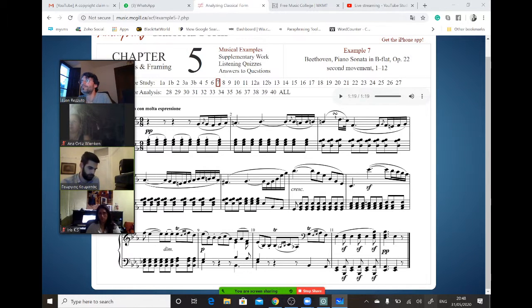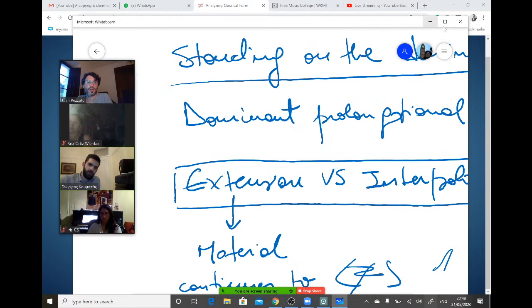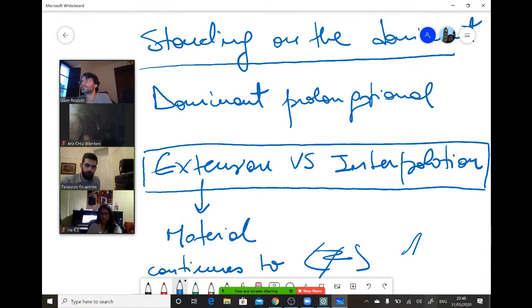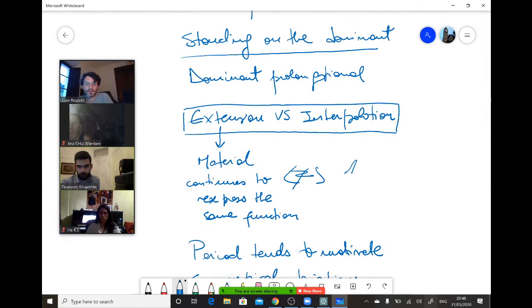So then the standing on the dominant. You just bring this one for me here, so I show you an example. You see that we consider the standing on the dominant as a post-cadential standing on the dominant, and we are framing it within the realm of the closing sections, within the framing functions. So it has to be dominant prolongational.